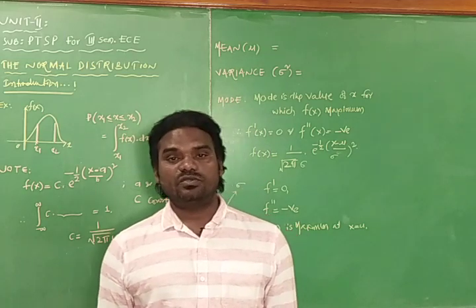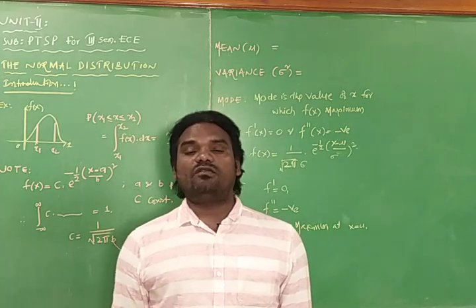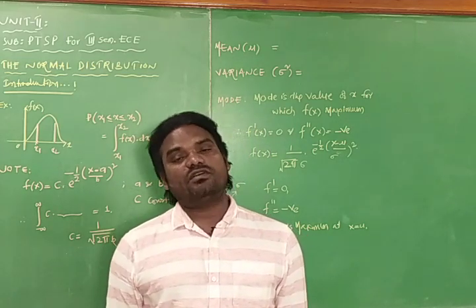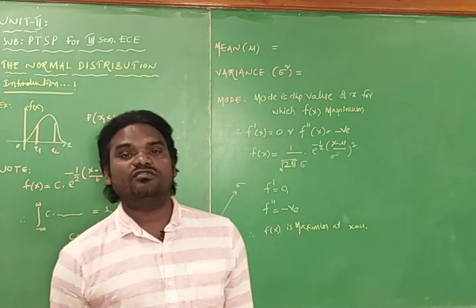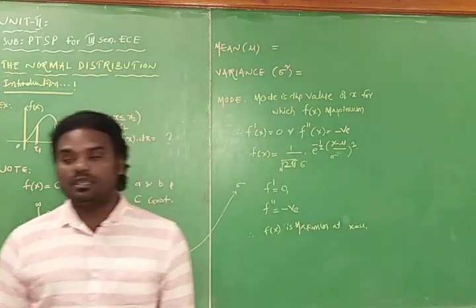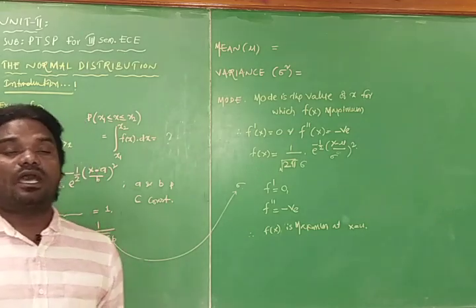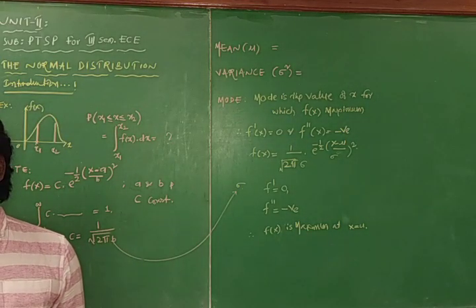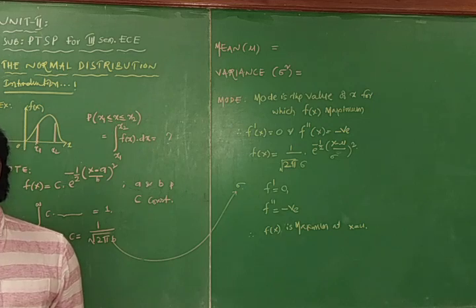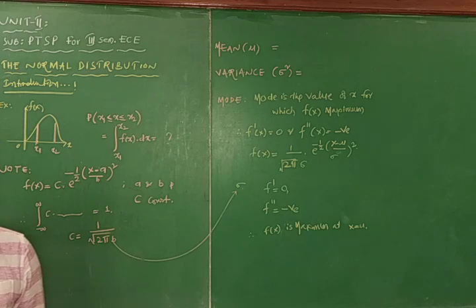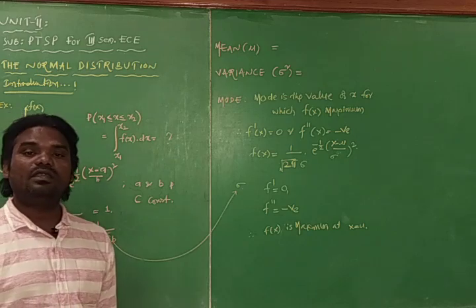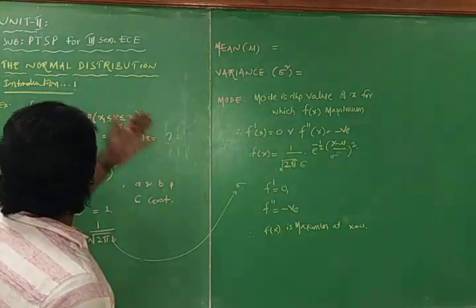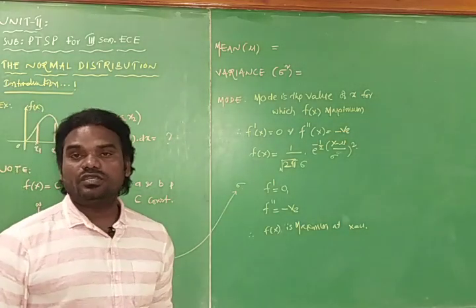The main advantage of the normal distribution, as I have just explained, is that it can be applied for continuous random variables. That means the binomial and Poisson distributions are discrete distributions, whereas the normal distribution is a continuous distribution.